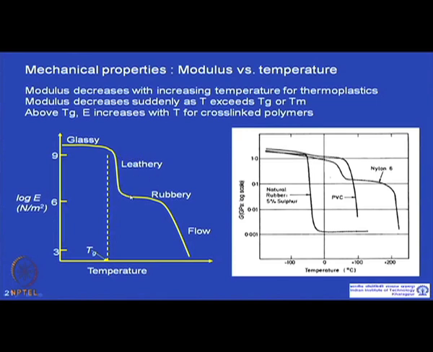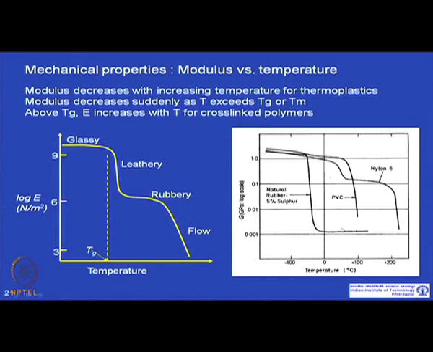And on further heating, the viscosity comes down, and the polymer chains can move past each other quite easily, and that state is rubbery. And we are talking about an amorphous material, and at a very high temperature it behaves like a polymer liquid. So, it is basically a flow state.